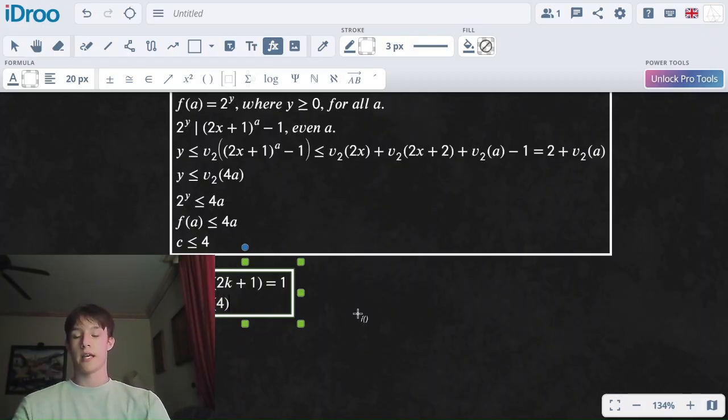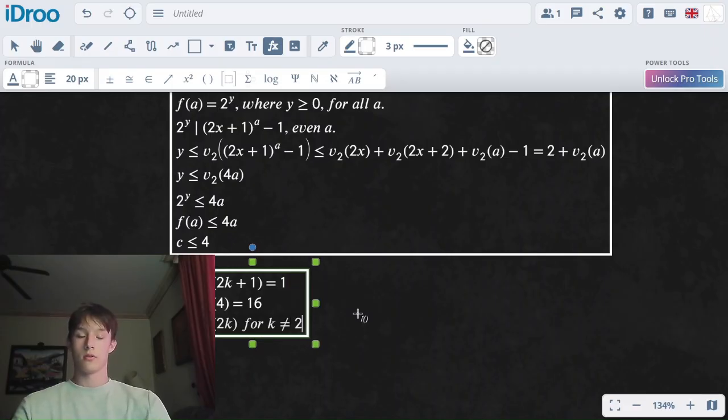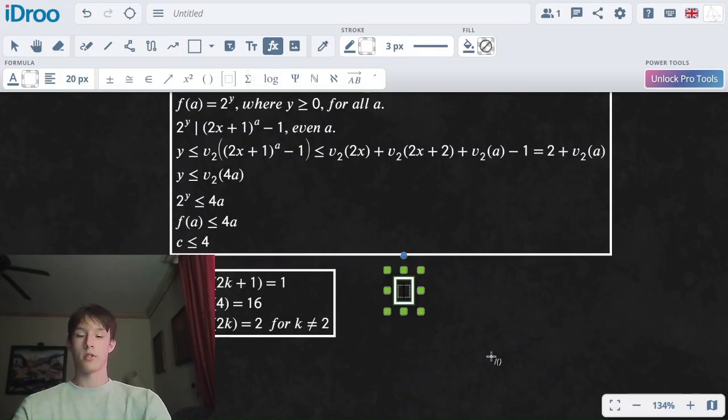But if you take f of 4 equals 16, and you take all the others, so f of 2k for k not equal to 2, and if it's equal to 2 as well, then it actually will work out. So what we want to show is f of a. If f of a is basically 1, then it's always true.